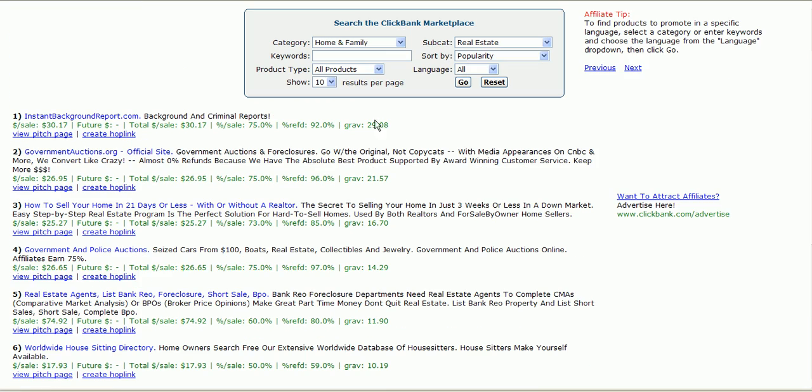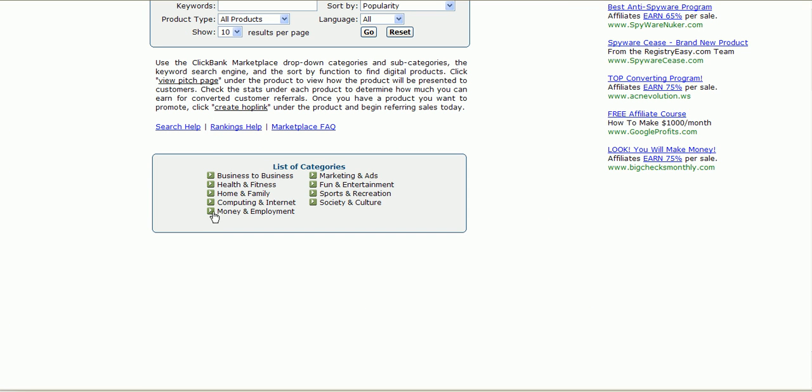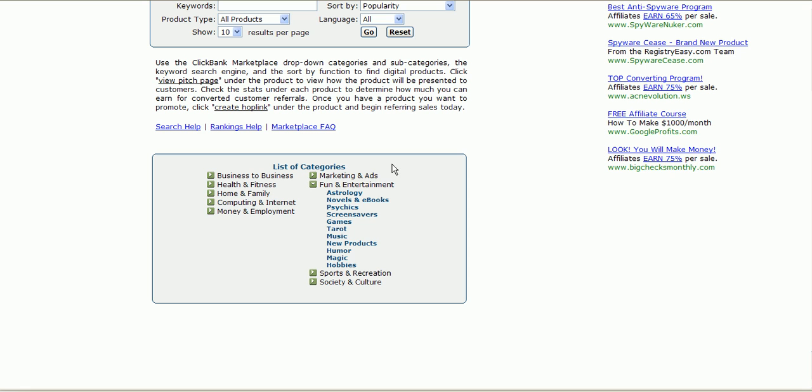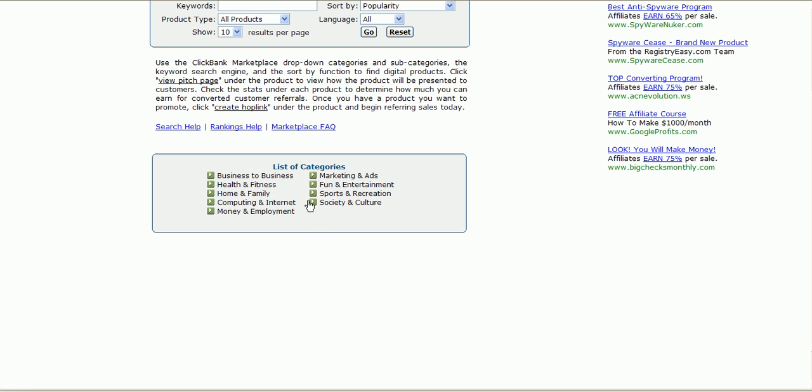So you're trying to find one that has a decent gravity of over 100. That's what I try to look for. It means that product's going to sell pretty well. So let's go ahead and look for one that has a decent size gravity. And I would stay out of things like the fun and entertainment niche for now. People are still spending money, but with the economy, they may not want to spend their money in certain areas, but every niche can potentially be profitable for you.